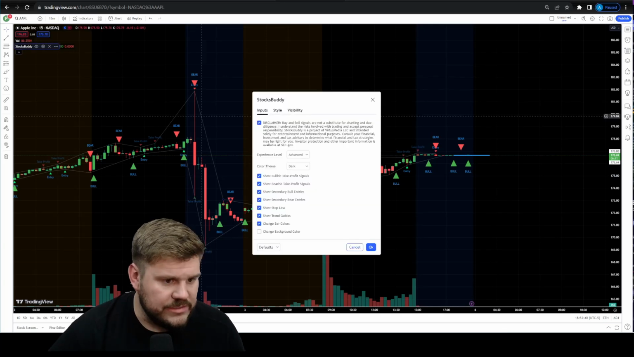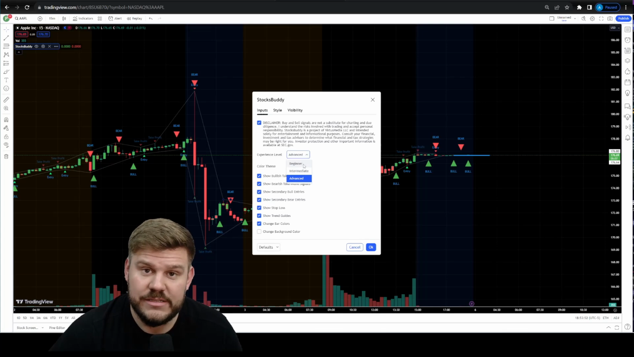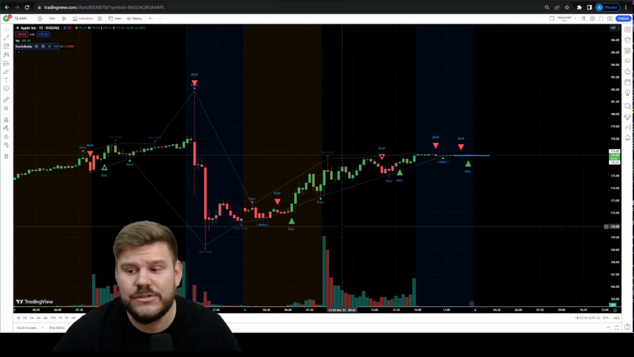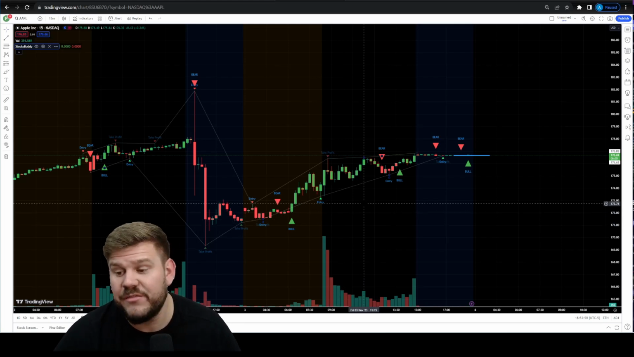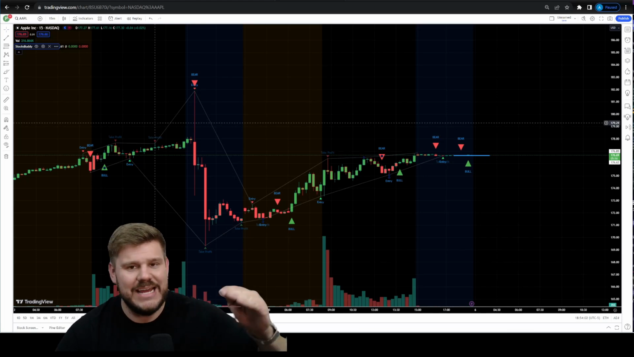To recap that, go to the settings. We can change our sensitivity here, experience level, which is basically the sensitivity, right? If we're a beginner, as you can see, now we have fewer signals, which means these are lower risk signals. So again, if you're starting out, I would stay on the beginner setting, and you can apply it to any time frame chart that you'd like.